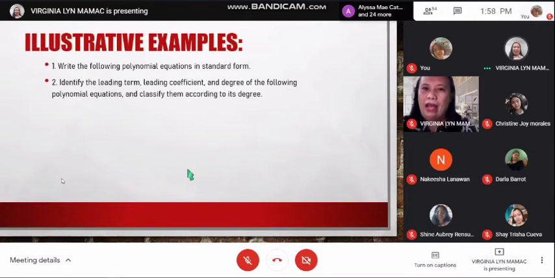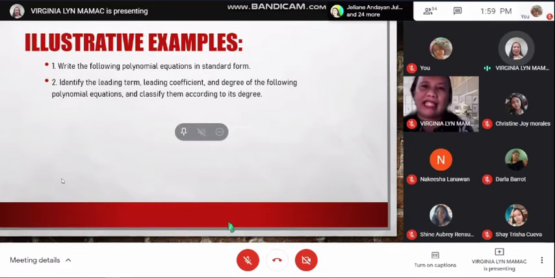Okay, I have here examples. I will be calling one by one based on the example given before. So you are going to answer this one. The instruction: write the following polynomial equations in standard form. When it's standard, it is equated to 0 and the exponents must be arranged in descending order. The second one is you're going to identify the leading term, leading coefficient, and the degree of the following polynomial equations, and classify them according to their degree.